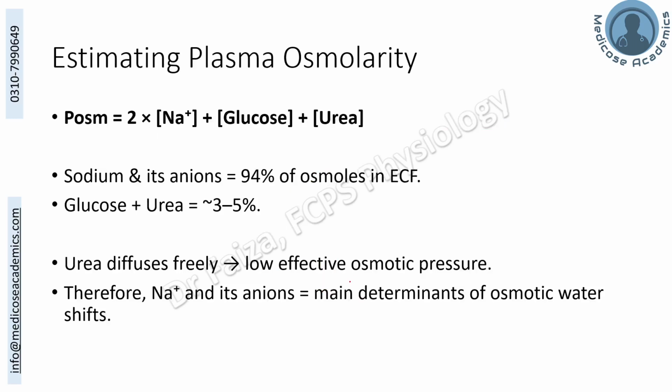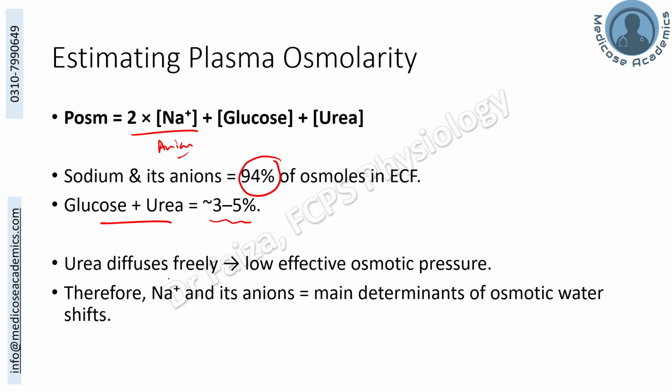Plasma osmolarity is mostly estimated by using 2 multiplied by sodium, to account for the anions which accompany this cation, plus glucose plus urea concentration, among which sodium is contributing 94% of the osmoles, whereas glucose and urea collectively contribute 3 to 5%.